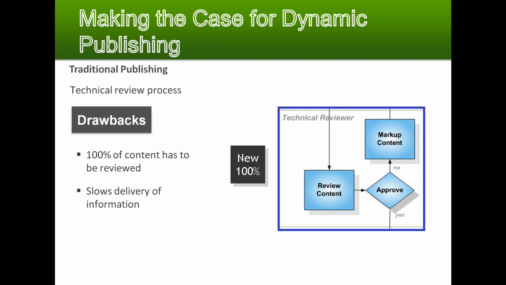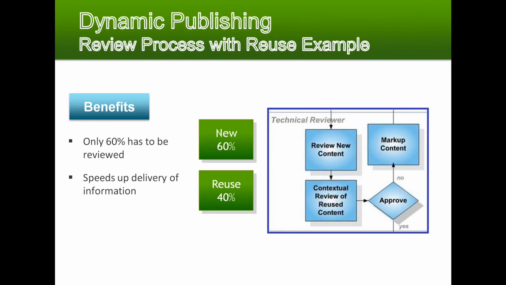The savings are not just limited to the authoring task. The cost of the technical review task is also reduced. In the old process where there's no content reuse, the reviewer has to review 100% of the content. Let's look at a process with reuse. The technical reviewer is reviewing new content, but a lesser amount, 60% instead of 100%.